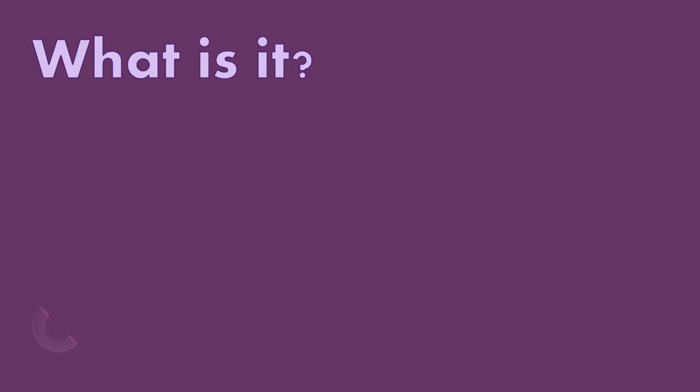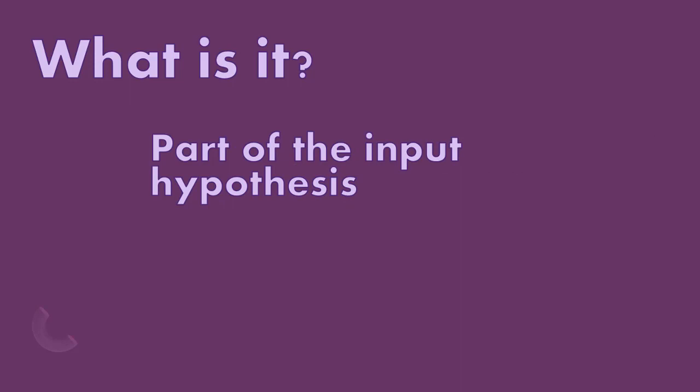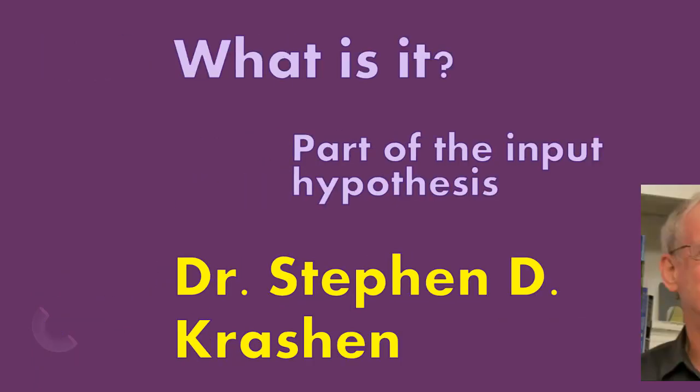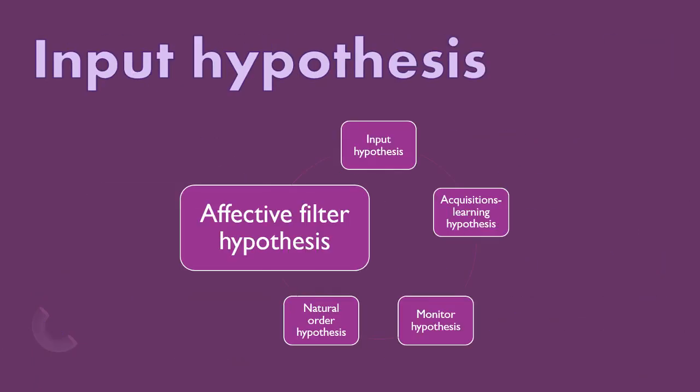The affective filter is a hypothesis, and it is part of the input hypothesis, which is a series of theories published by Dr. Stephen Krashen, which is this guy. The input hypothesis comprises 5 theories related to language learning. These are the input hypothesis itself, the acquisition learning hypothesis, the monitor hypothesis, the natural order hypothesis, and the affective filter hypothesis, which is what we are going to see in depth just now.